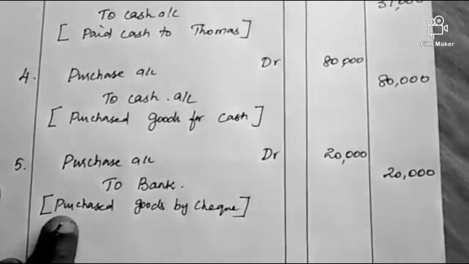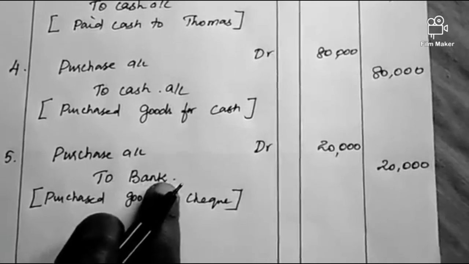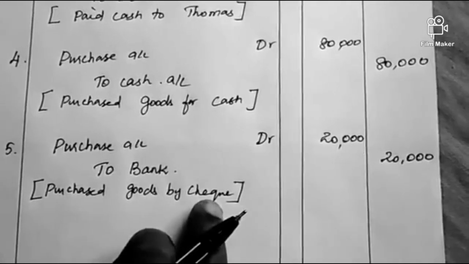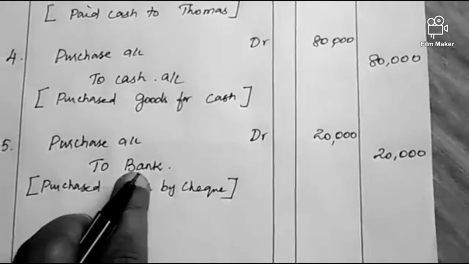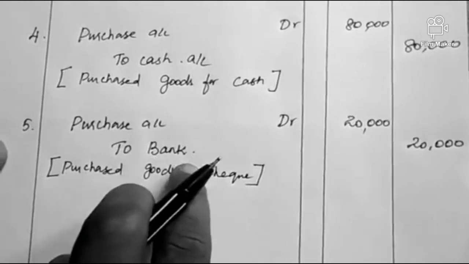In this transaction, goods are purchased by issue of check. So here you need not write cash, because you have issued a check on behalf of the company and the banker will make the payment. So show bank also. Purchase account debit to bank.